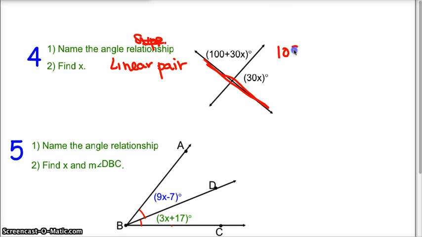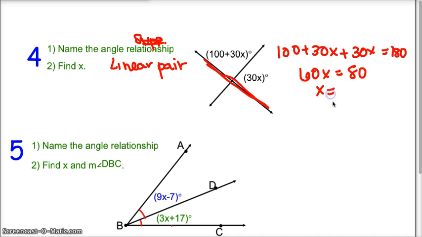So I have the 100 plus the 30x plus the other 30x adds up to 180. So 60x is going to equal 80. X ends up equaling 80 over 60, which is 1 1/3. So I think that's all it asked for was x. I'm done. No big deal.